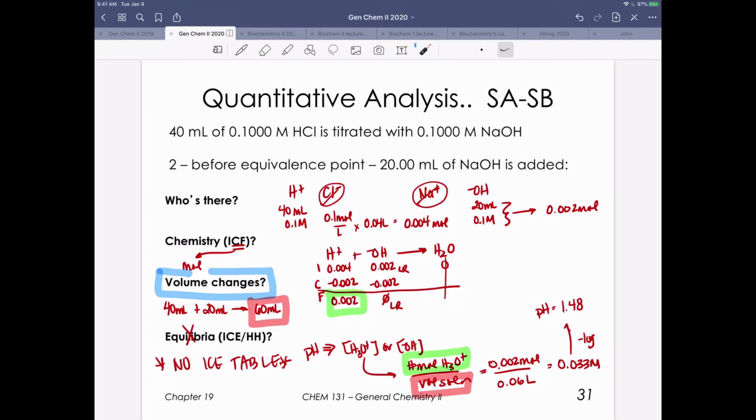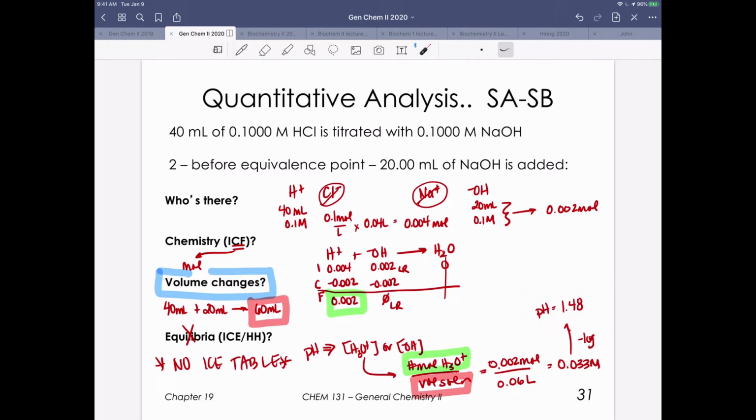So to figure out the concentration of H+, we are going to take the number of moles of H+, which we have right there, and divide by the volume of the solution, which we have right here. So the new molarity of H+ is 0.033 molar. Okay, we've actually decreased some of it. Remember, we started out that it was 0.1 molar, so now it's down to about a third of what we started with. Okay, now again, take the negative log of that number. That will give you the pH.